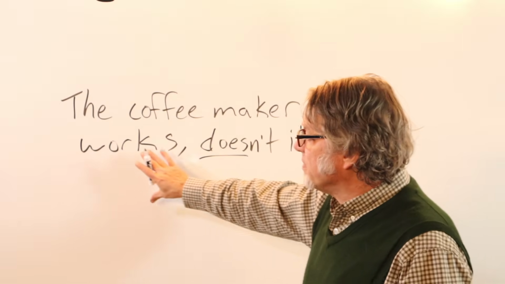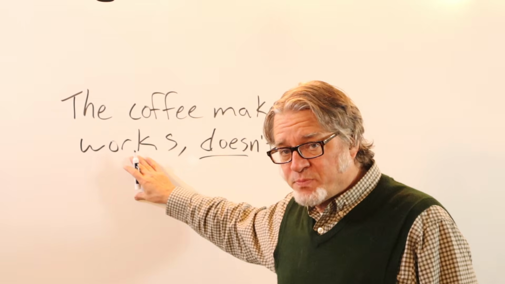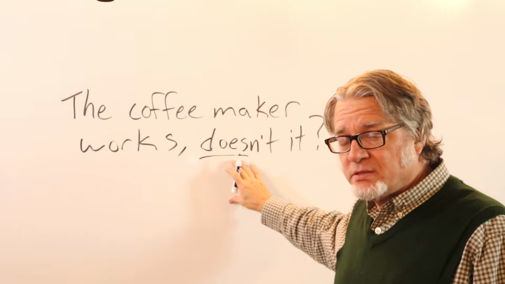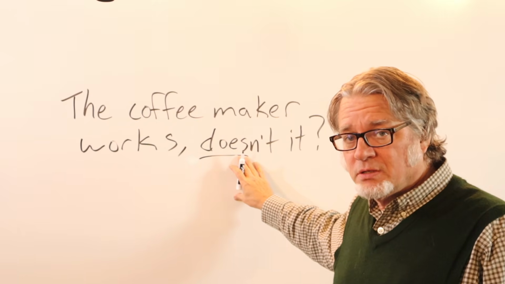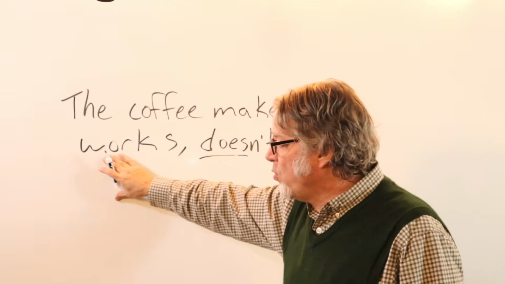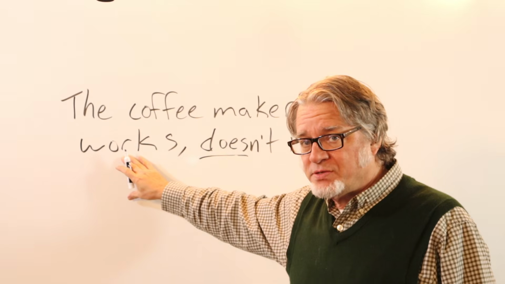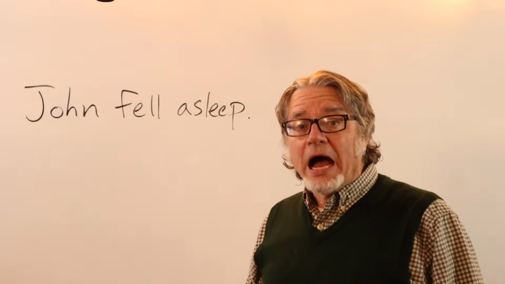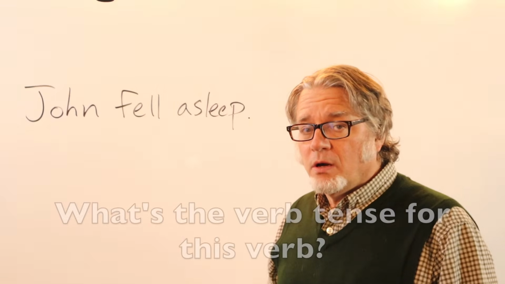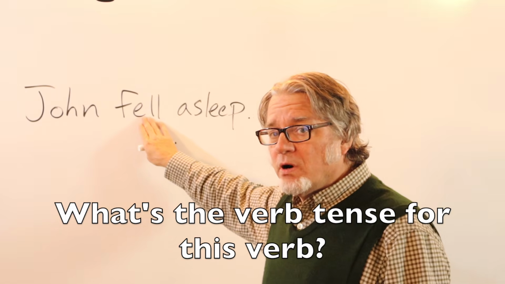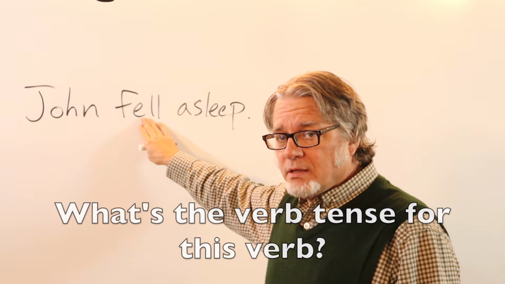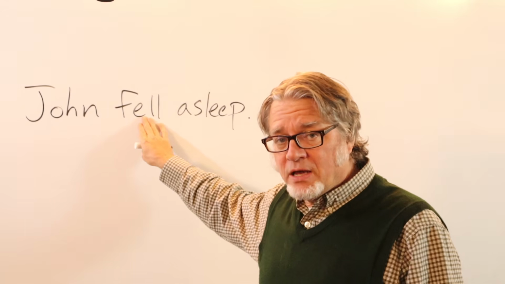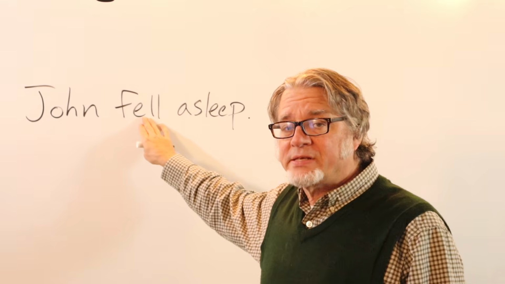If you don't know what the verb tense is in the first part of the sentence, then you'll make a bad choice for the second part with the tag question. So it's really important to know what the verb tense is in the first part of the sentence. John fell asleep. What's the verb tense for this verb? This is in the past tense. So to make the tag question, you need a past tense helping verb.